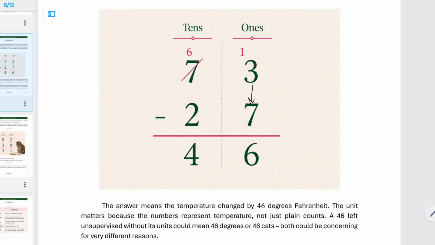The unit matters because the numbers represent temperature, not just plain counts. A 46 left unsupervised without its units could mean 46 degrees or 46 cats, and both could be concerning for very different reasons.